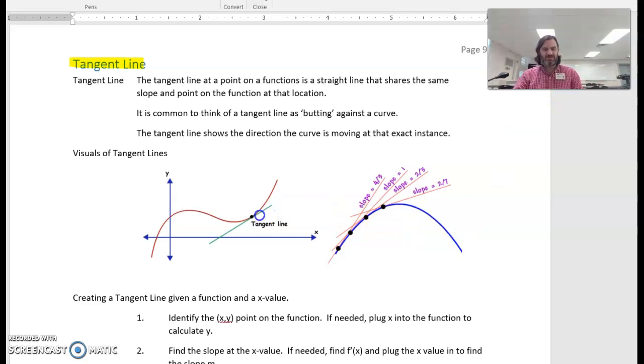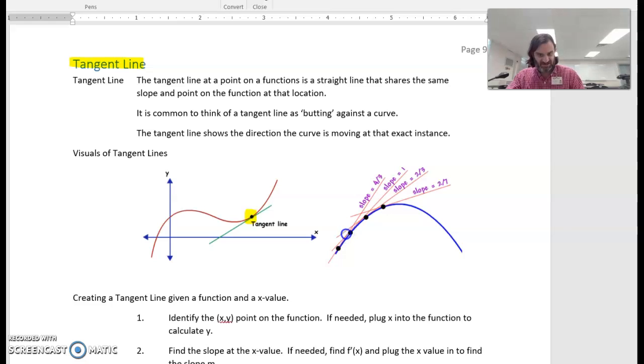So I've got two graphs here. The first one just shows a curve in red and then a green line next to it at a point. This green line would be the tangent line at that point. So what happens is if you were to take a hard surface and press it up against the curve, it would be the point where it touches it, and it would be pointing in the same direction that the curve is moving at that time.